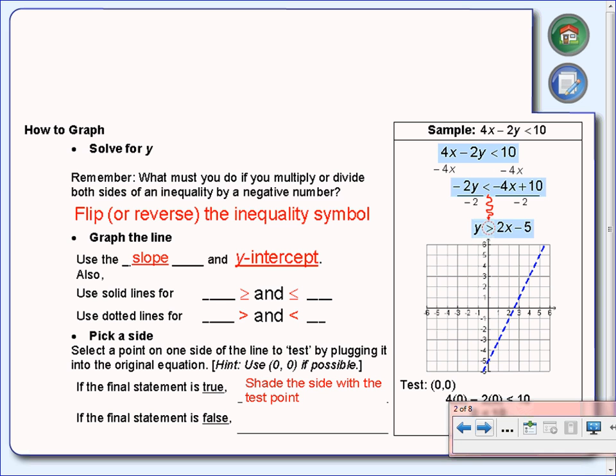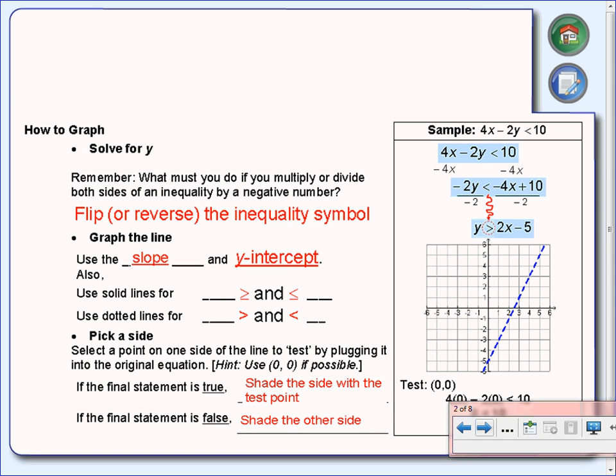So if I chose the ordered pair (0, 0), and I got a true statement in that inequality, that's the side that I would be shading. However, if it's a false statement, then we're going to shade to the other side.